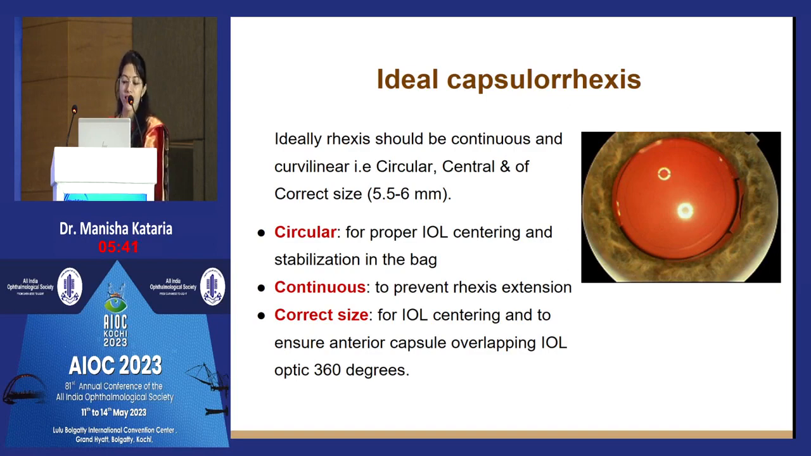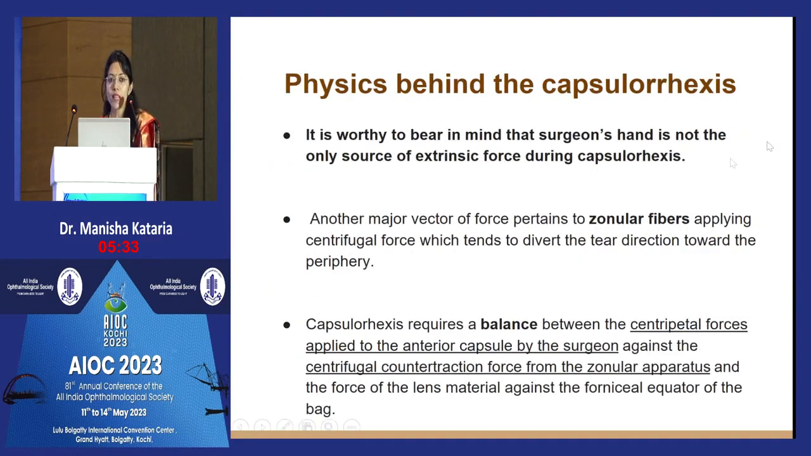Continuous, to prevent rhexis extension; correct size for IOL centering, and to ensure the anterior capsule overlaps the IOL optic 360 degrees. So what is the physics behind the capsular rhexis? It is worthy to bear in mind that the surgeon's hand is not the only source of extrinsic force during capsulorhexis. Another major vector of force pertains to zonular fibers applying centrifugal force, which tends to divert the tear direction towards the periphery. So capsulorhexis requires a perfect balance between these two forces.